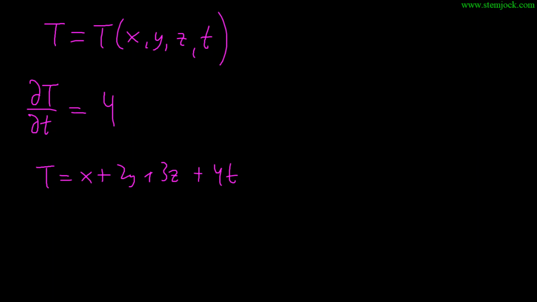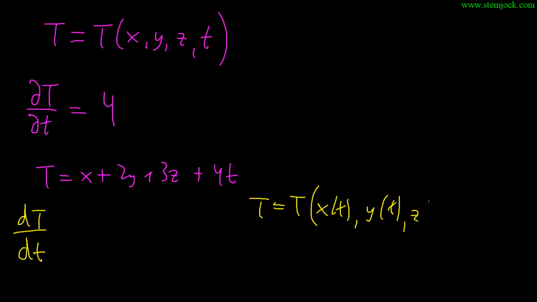All right, so now the total derivative of the temperature with respect to time, how is that different? So when you see a total derivative, automatically you assume the function that you're differentiating is only a function of one variable. So when you see this, automatically T is only a function of time. So T is a function of x of t, y of t, z of t, and t, like this.